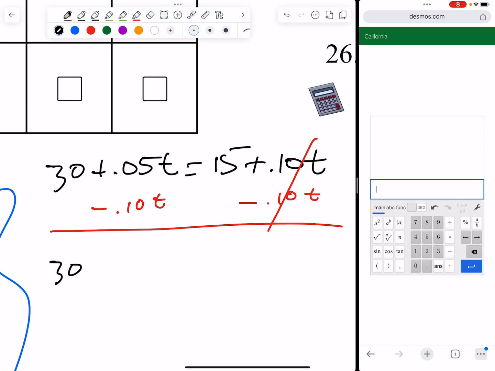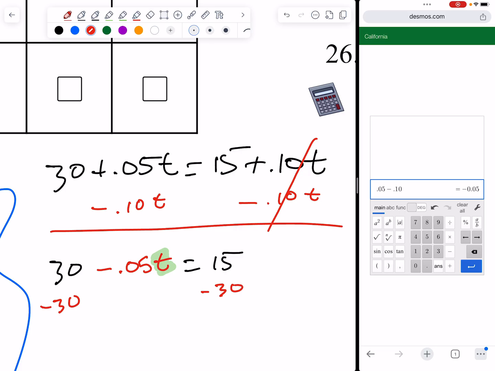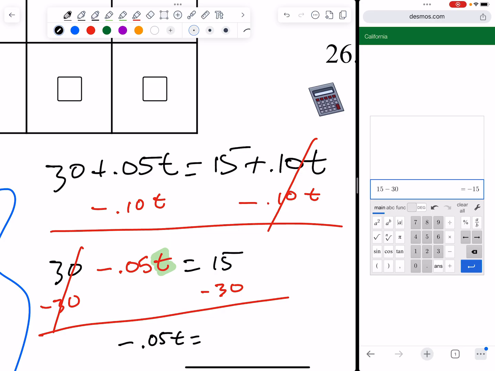Now let's go to my calculator. 0.05 minus 0.10. That's going to give me negative 0.05t, and that equals 15 on the other side. So how do I get, and again, I'm solving for t, right? How do I get the t by itself? Let's get rid of the 30. So subtract 30, subtract 30. Those go away, and I'm left with negative 0.05t equals 15 minus 30, which is negative 15.